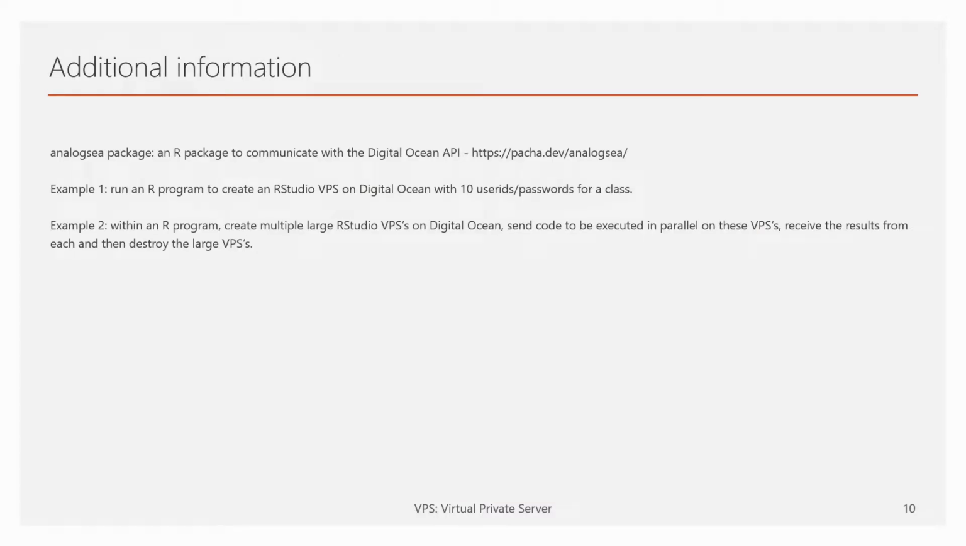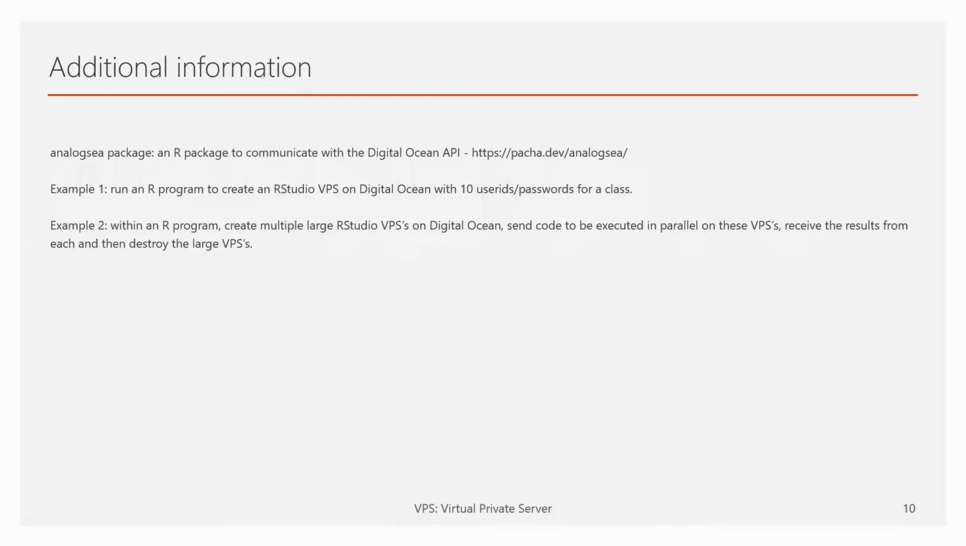There is an R package called analogsea. It provides the functionality to communicate with the DigitalOcean API in order to automate the creation, use, and destruction of VPSs. A couple of examples of what can be done with analogsea. We can create an R program which can be run anywhere, for example in RStudio Desktop on a laptop, to create an RStudio VPS on DigitalOcean with 10 user IDs and passwords for a class.